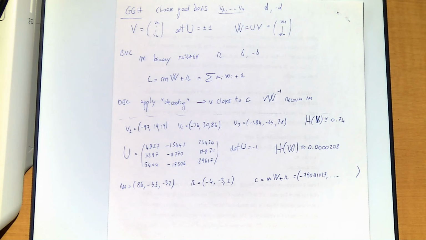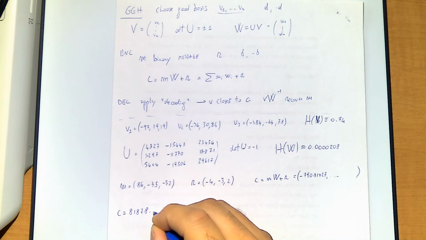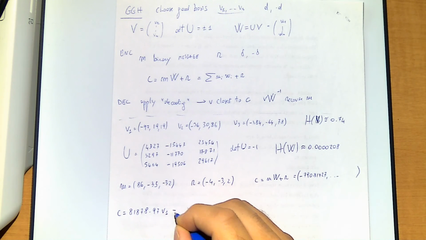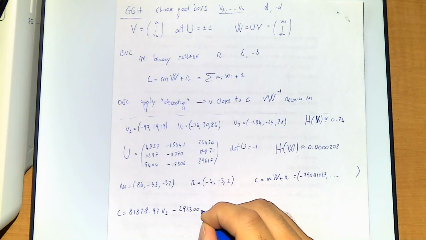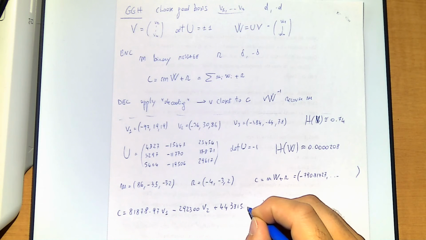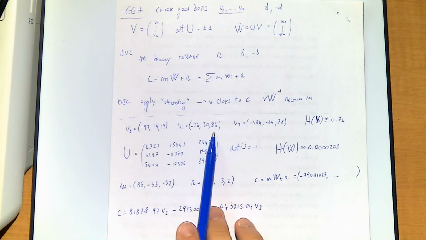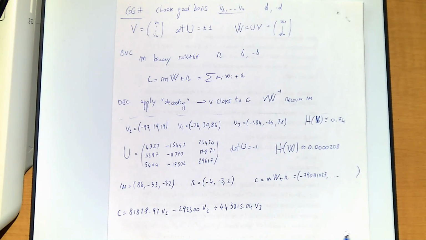Yes, and then you can write this as a linear combination. This is going to be 81878.97 times V1 minus 292300 times V2 plus 443815.04 times V3, right? Finding the coordinates in that basis is always an easy thing. Now we have to round. In this case, we round up here and down here. This becomes 81879. This becomes 443815. Of course, the basis is very small vectors, right? My target vector is quite huge, so.